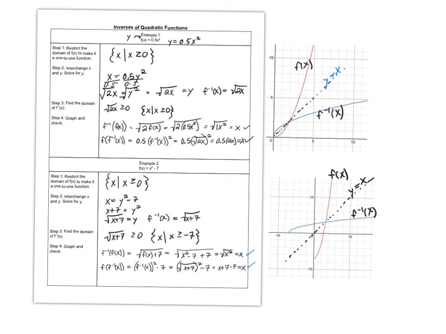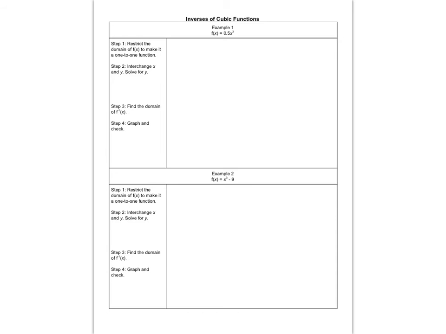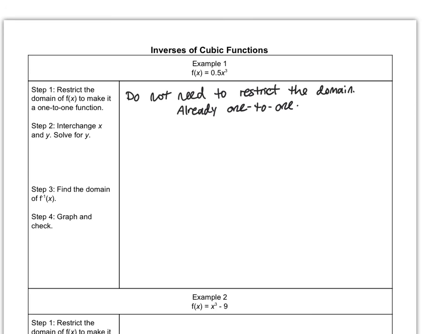So next we're going to take a look at cubic functions, and cubic functions are actually easier because they're already 1 to 1. So we can basically skip our first step here. The domain can be all real numbers because our function is already a 1-to-1 function. So let's start off by interchanging our x and y values. So we'd have x equals 0.5 y cubed. After dividing both sides by 0.5, we end up with 2x equals y cubed.